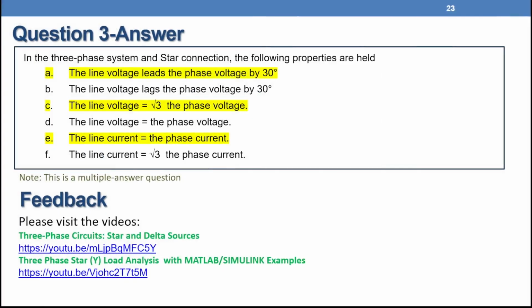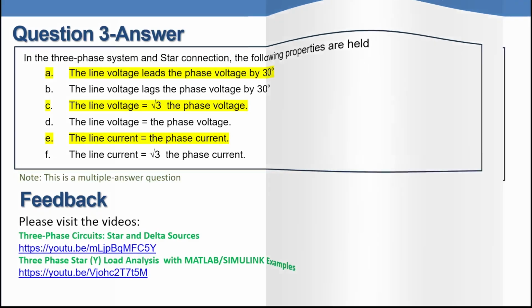Question number 3. In the three-phase system and star connection, the following properties are held. Line voltage leads the phase voltage by 30 degrees. The line voltage equals root 3 times the phase voltage, and the line current equals the phase current. So you can visit the videos Three-phase circuit star and delta sources or three-phase star load analysis with MATLAB Simulink examples.